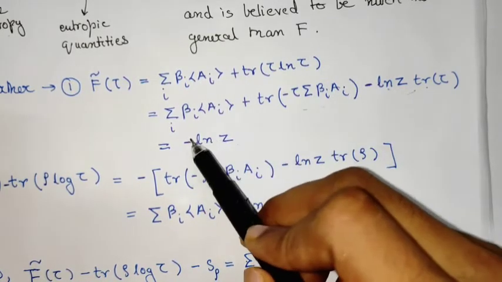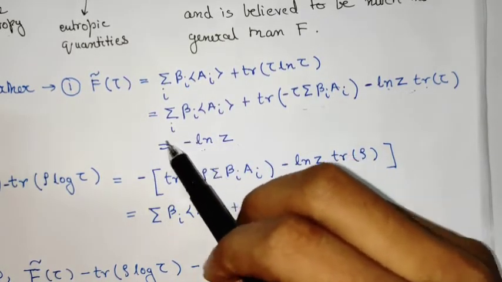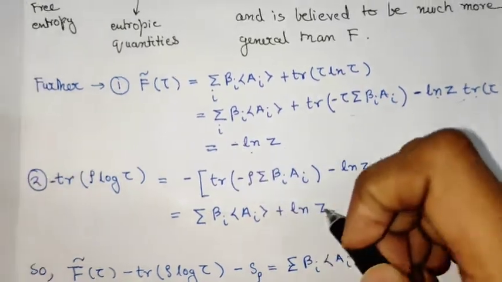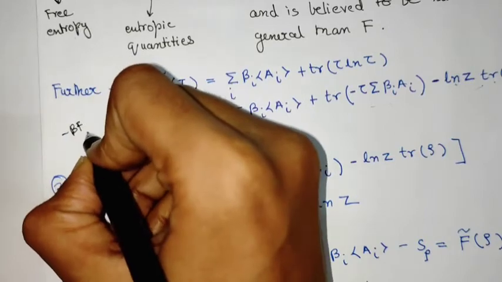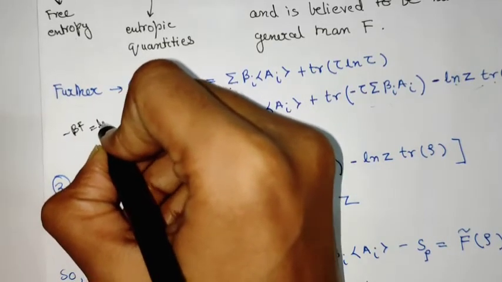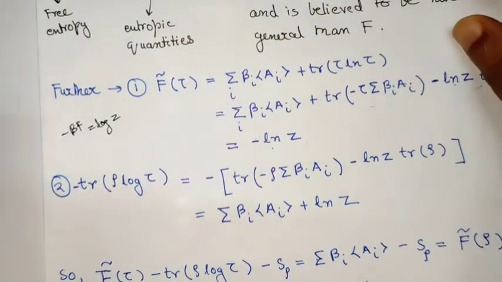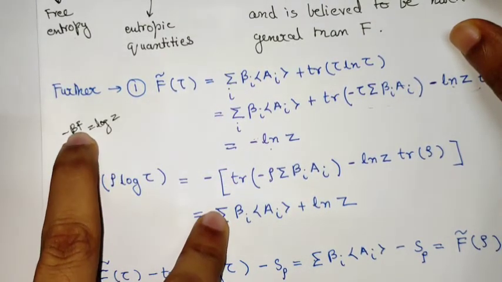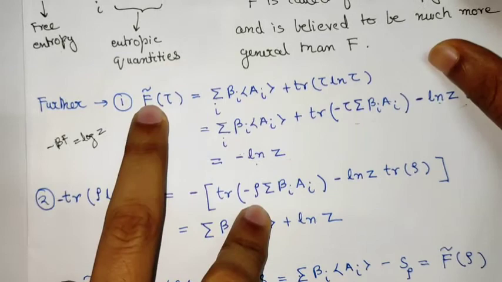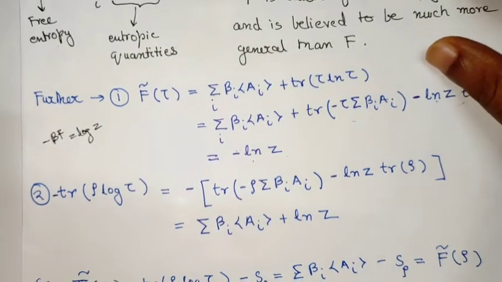You see, this is very similar to what we have in statistical mechanics. We have minus beta F, where F is free energy, is log Z. This is the remnant of that fact, but here you can see that beta is no longer appearing because this is free entropy, not free energy.